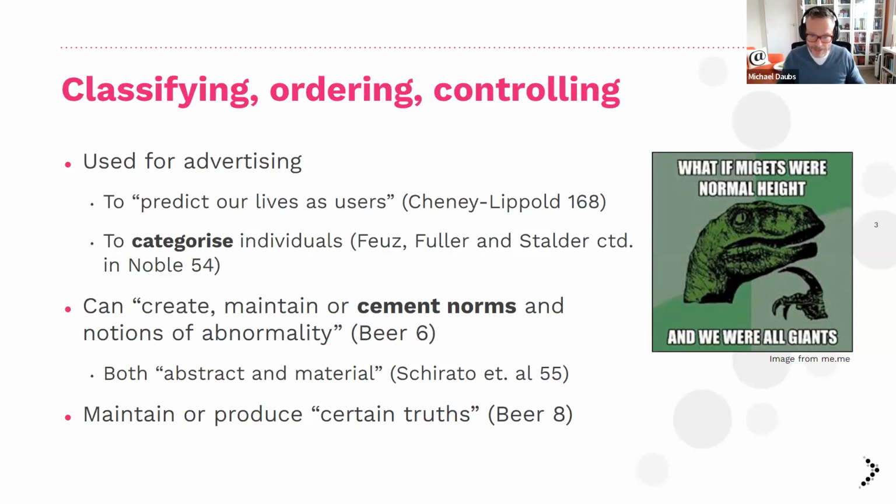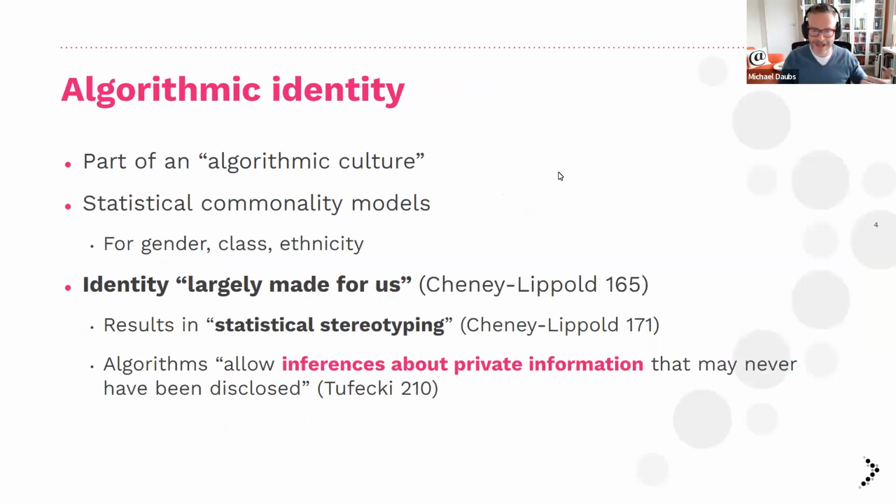So according to Beer, because of this sort of Foucauldian nature of self-discipline, power is operationalized through things like algorithms. In his words, the algorithmic output cements, maintains, or produces certain truths about the world. And that leads us to algorithmic identity.